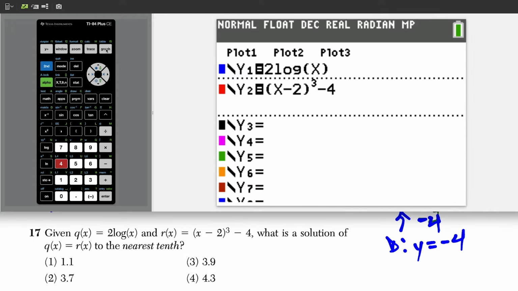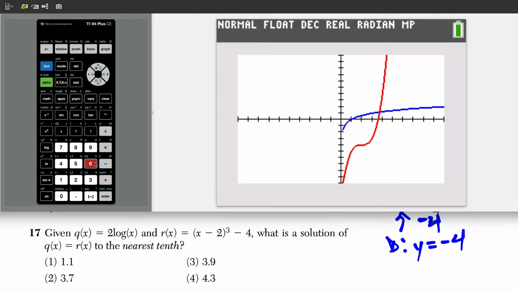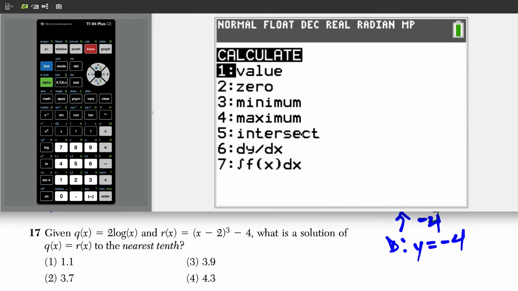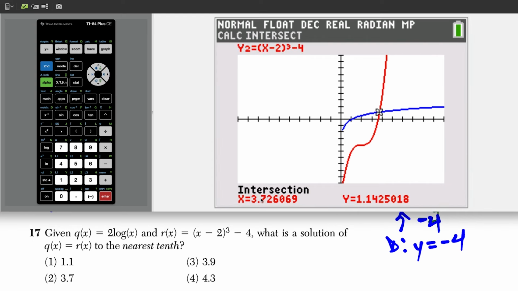So we press graph, and there's a lot going on here. I mean, we can trace the intersection this way, but we could just press zoom 6 just to make the graph look more normal. And now we'll press second trace number 5, and we're going to trace the intersection point. Okay, if we want to know when the functions are equal, we look for where the graphs intersect. So I press enter 3 times, and then this is the x value we want.